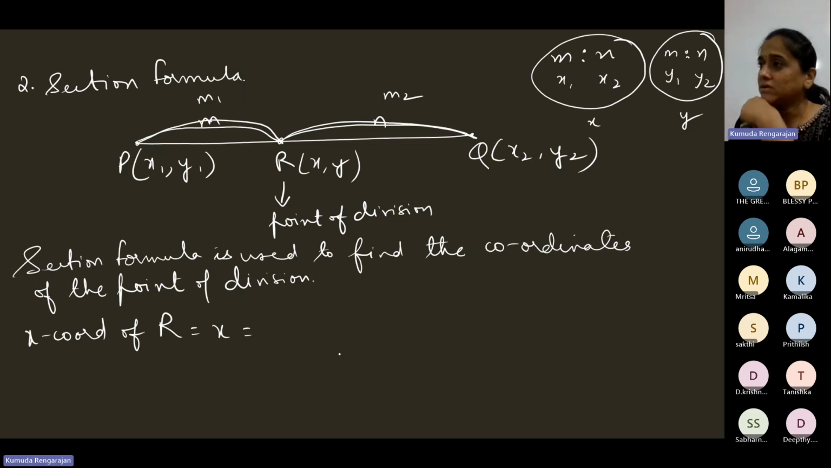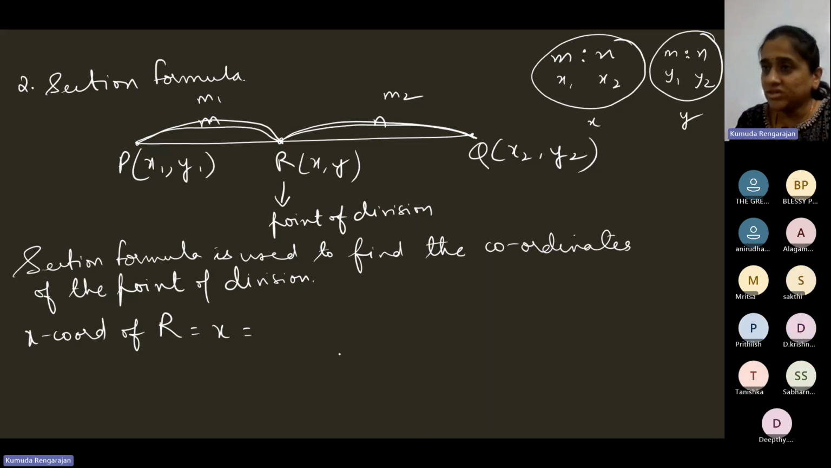What all do we have here? We have x comma y, right? X is the x coordinate of R. Y is the y coordinate of R. Now we have to find x, we have to find y. We are writing the formula for that. To find x, you'll use the ratio m is to n and the x coordinates x1 and x2. To find y, you'll use the ratio m is to n and the y coordinates y1 and y2.